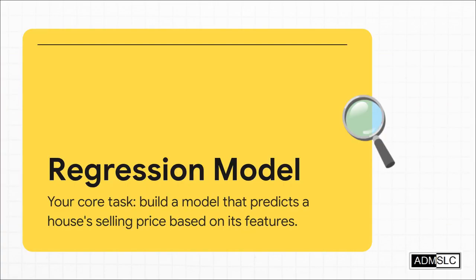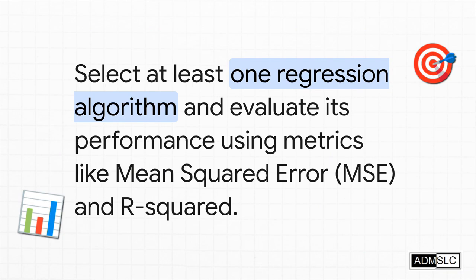So what's the actual job here? In a nutshell, you're building a regression model. All that means is your goal is to predict a number, a continuous value, which in this case is the selling price of a house. You'll use all the features in the dataset, like square footage or the number of bathrooms, to make that prediction. And here's a key point. It's not enough to just build a model and say, hey, it's done. You have to prove it's any good. That means you've got to choose at least one regression algorithm, train it properly, and then evaluate it using the right tools for the job, metrics like mean squared error and R-squared.